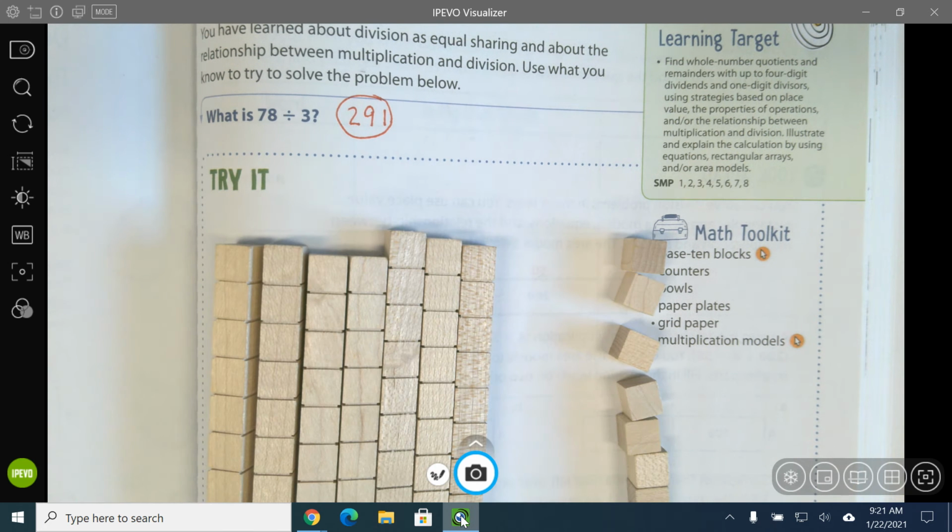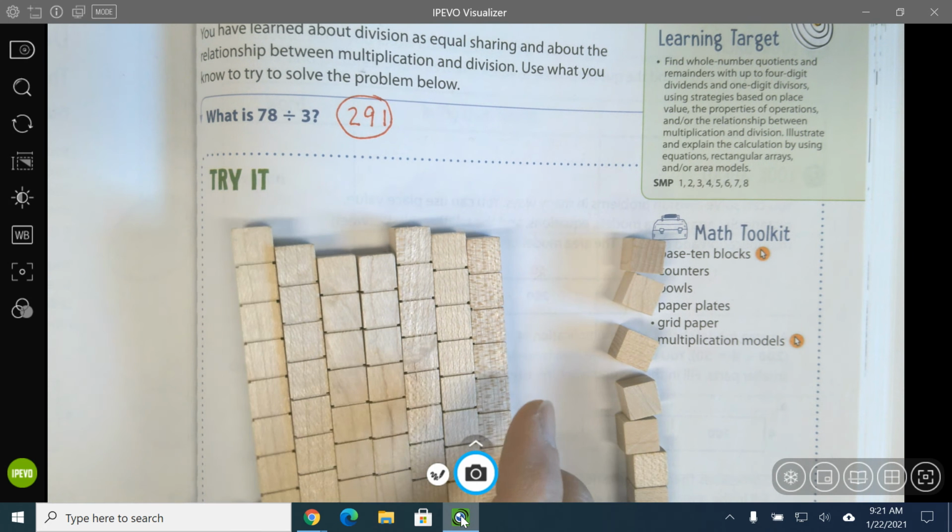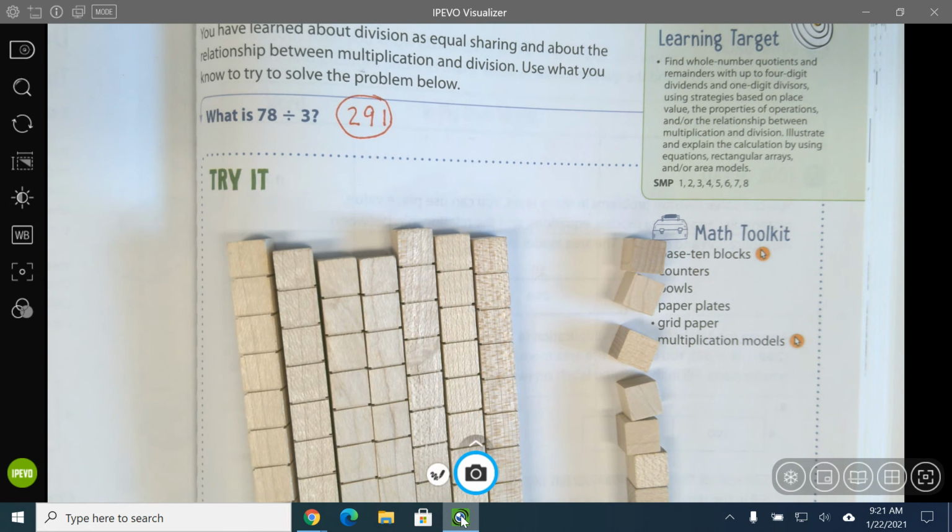Okay, boys and girls, we have in front of you a problem on division. I'm on page 291 in your book. What is 78 divided by 3? So I can think of them as a concept.